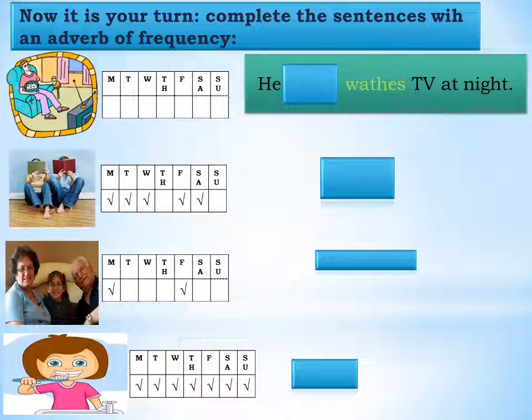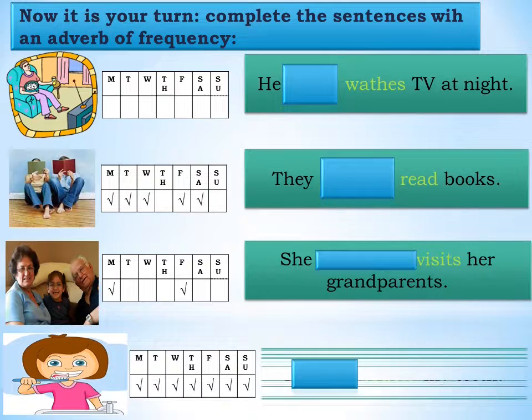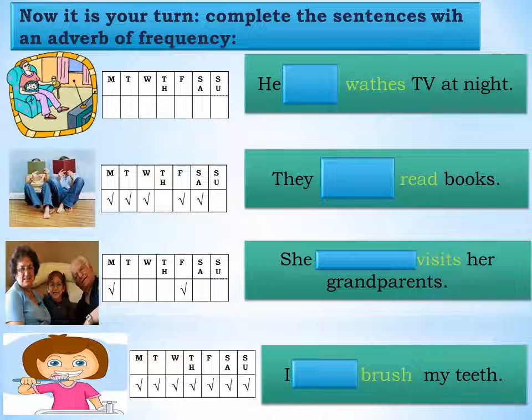And now it's your turn to practice what we did. Complete the sentences with an adverb of frequency. Look at the pictures and choose the correct adverb of frequency, answering the question, how often? Let's do the first one. How often does he watch TV? Yes, that's good. He never watches TV at night.